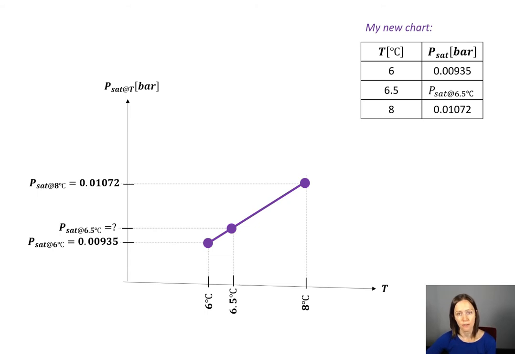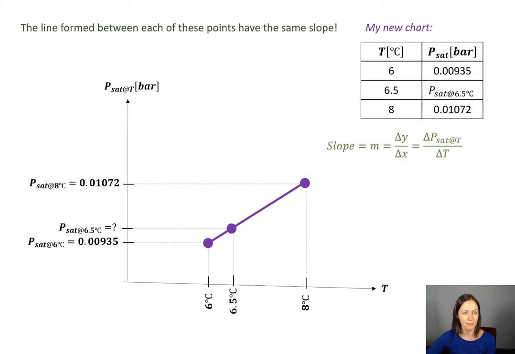This is my new chart. This is the information that I need to fill in. I need to fill in the line at 6.5 degrees Celsius. So this is the same information on the previous chart that you saw, just in a nicer format. Okay. Now what you'll notice is that if I looked at the line connecting any of these dots, they would all have the same slope. So the slope is defined as delta y over delta x, which in this case is the change in the y coordinate, which is p sat at t, and then the x coordinate would be delta t.